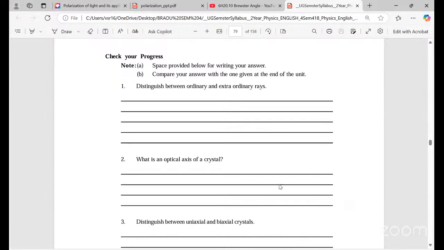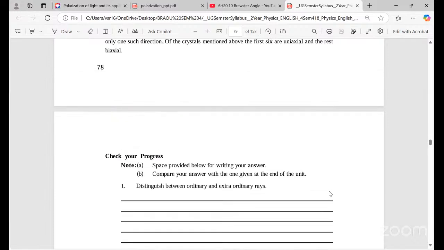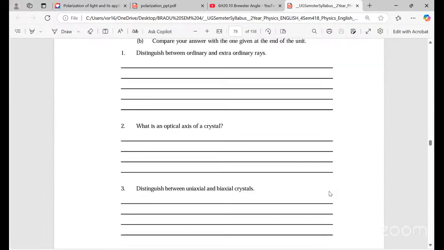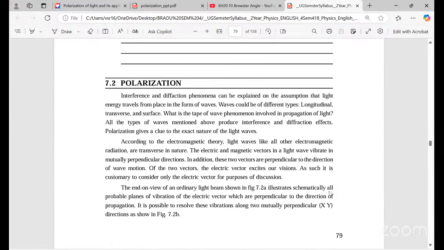So you need to check this out. This may be asked as a short question, very, very important, about the calcite crystal. If the question comes, you can give it.